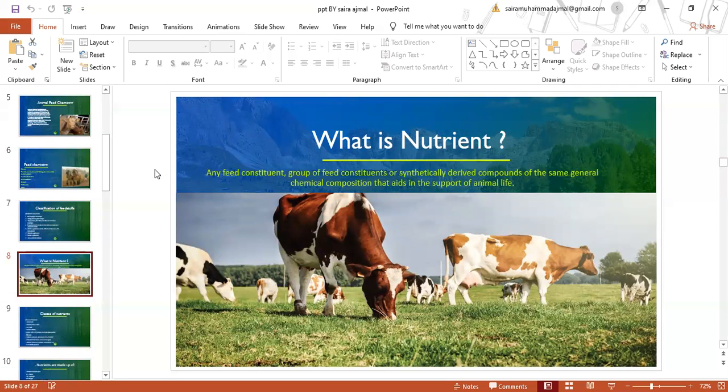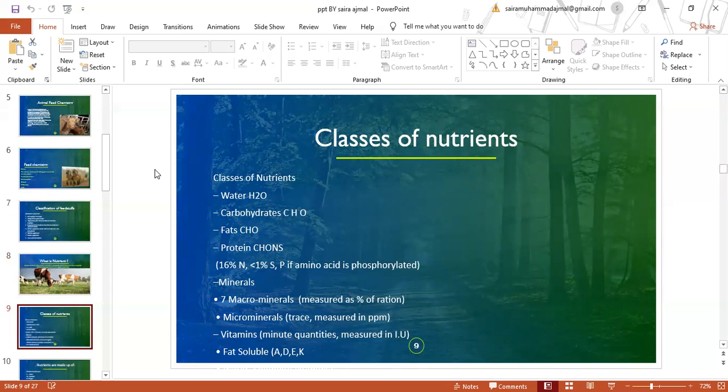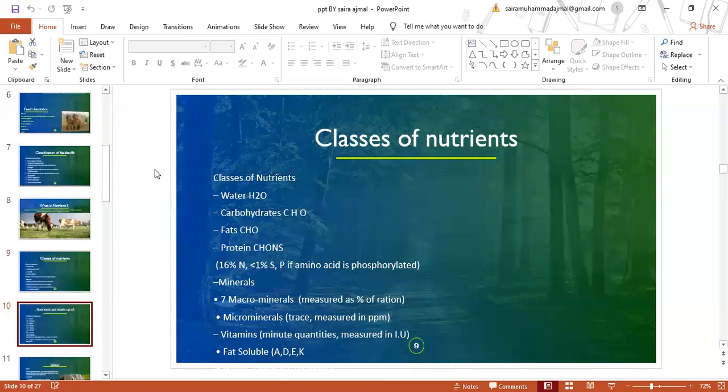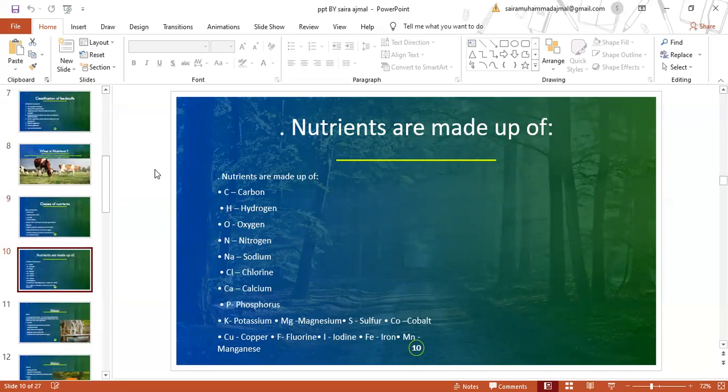What is a nutrient? Any feed constituent, group of feed constituents, or synthetically derived compounds of the same general chemical composition that aids in the support of animal life. Classification of nutrients. Classes of nutrients contain water, carbohydrates, fats, proteins, minerals, macrominerals, vitamins. Nutrients are made up of carbon, hydrogen, oxygen, nitrogen, sodium, chlorine, calcium, phosphorus, potassium, magnesium, sulfur, cobalt, copper, fluorine, iodine, iron, and manganese.